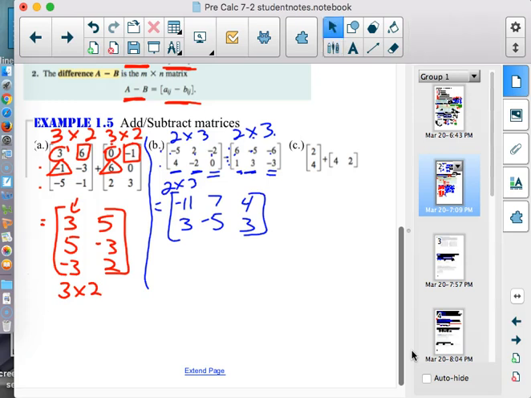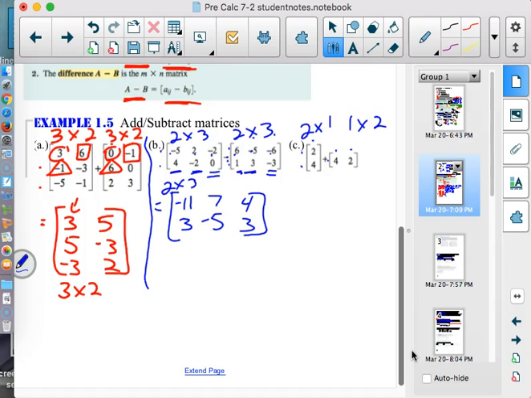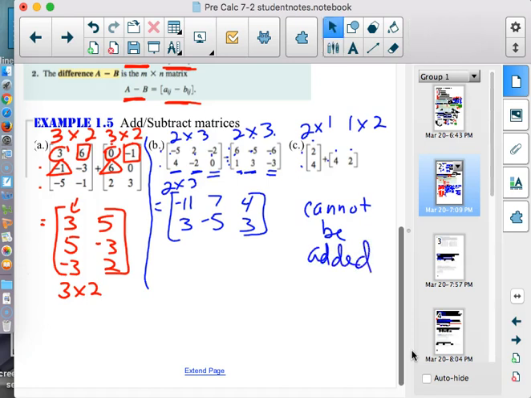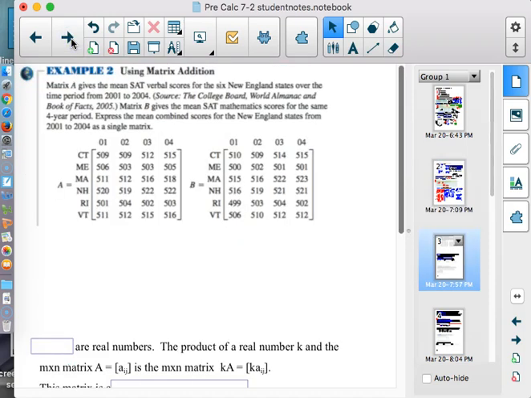So we take a look at C and we should know something's up. Well, in this first one, we have 2 rows and 1 column. So that's a 2 by 1. In the second one, it is 1 row and 2 columns. We can't add those. We don't have corresponding entries for this one. So what we would have to write down for this is cannot be added. They have to have the same order for us to be able to add and subtract matrices. So again, the order, no matter what we're doing, we're going to care about what the order of the matrix is.